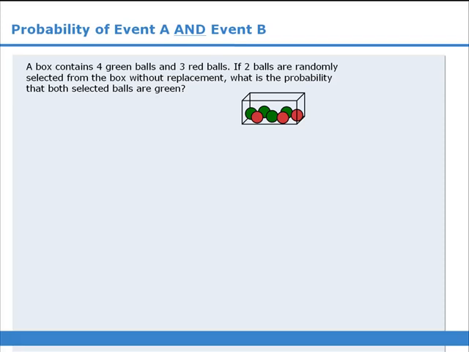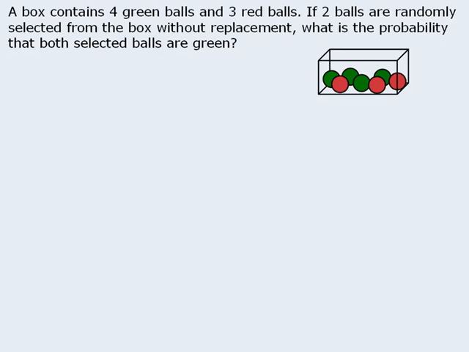In this lesson, we will examine probability questions that involve the word AND. We'll begin by examining the following question to help introduce a general formula. Now in this question, we are selecting two balls without replacement, and we want to find the probability that both selected balls are green. Now it may not be obvious how selecting two green balls involves the word AND.